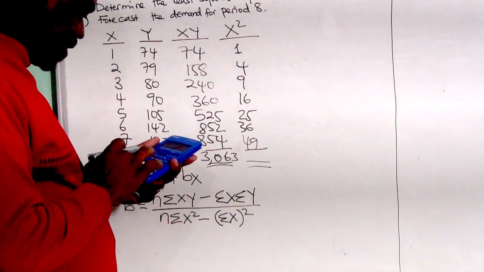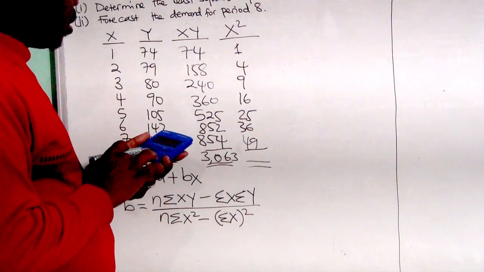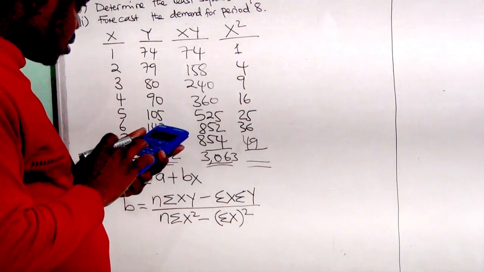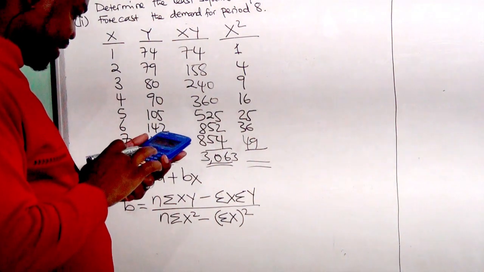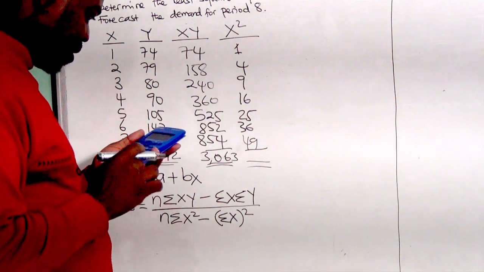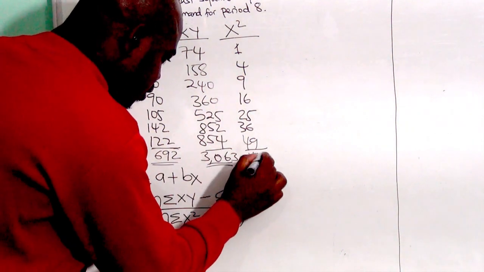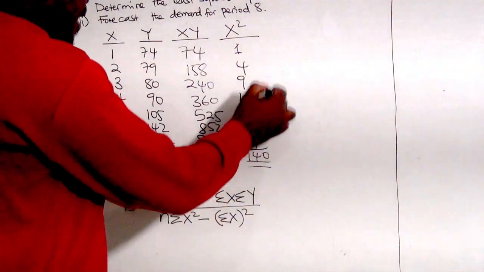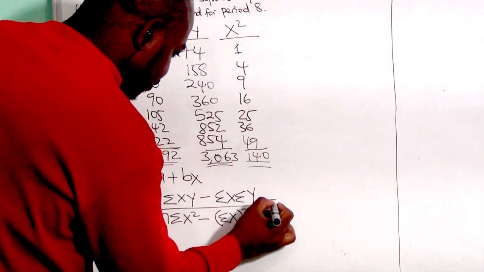So let me add these guys here. 1 plus 4 plus 9 plus 16 plus 25 plus 36 plus 49. I have 140 here. Now I can slot these guys into the formula.